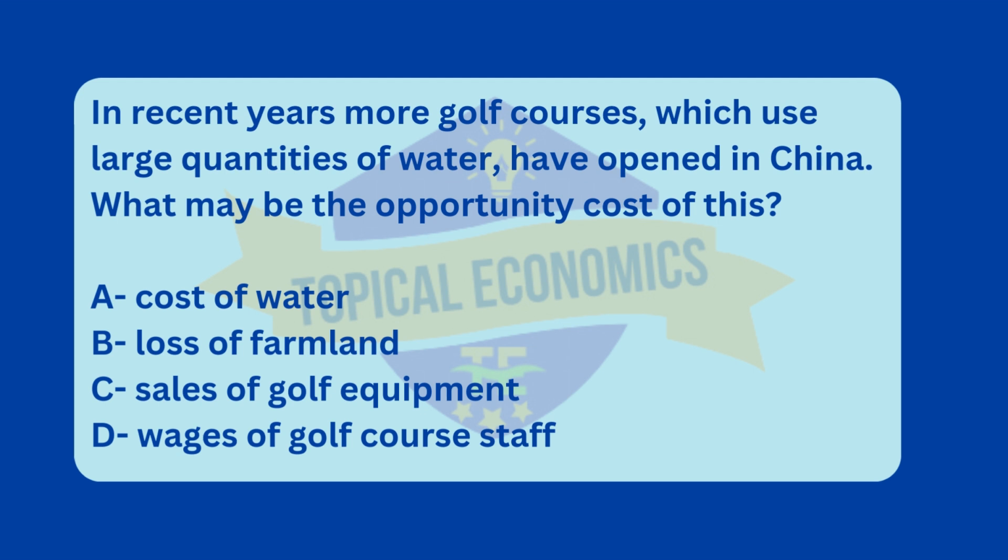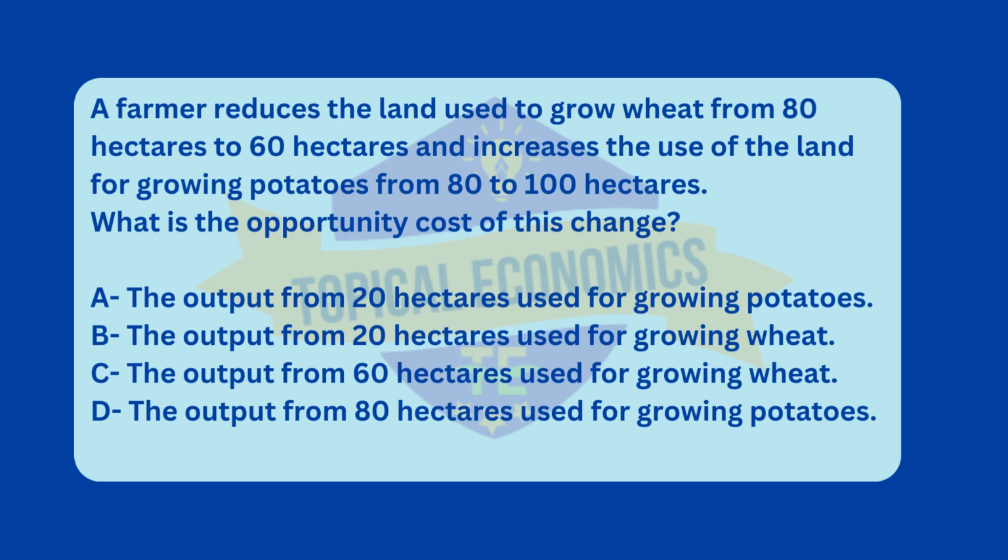Wages paid to staff are part of the operational cost but are not the opportunity cost in this context. Moving to the 12th question. A farmer reduces the land used to grow wheat from 80 hectares to 60 hectares and increases the use of the land for growing potatoes from 80 to 100 hectares. What is the opportunity cost of this change?